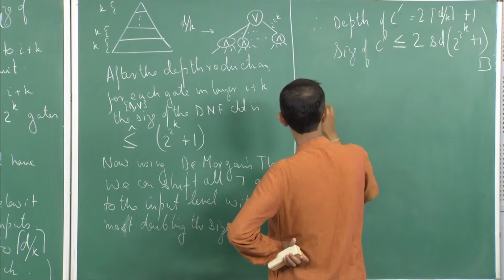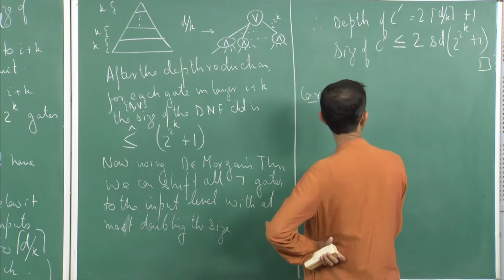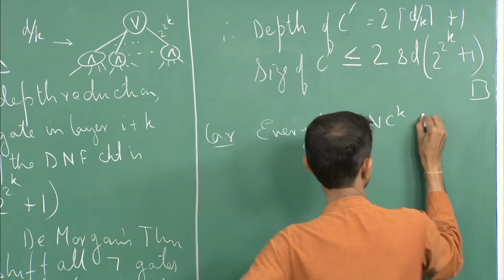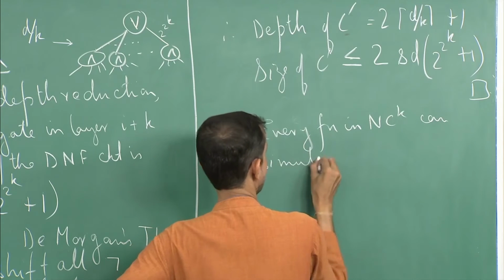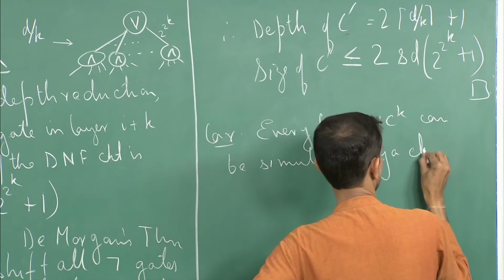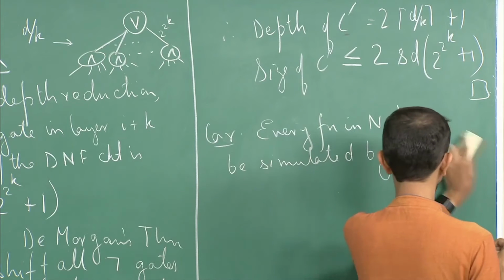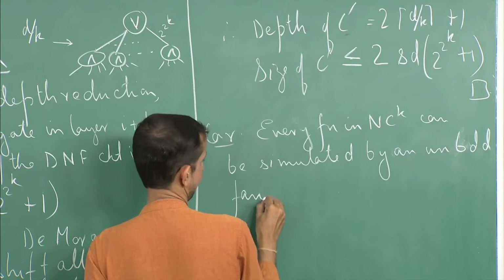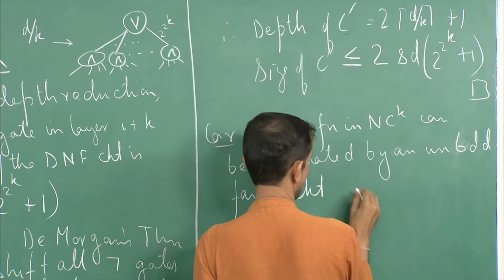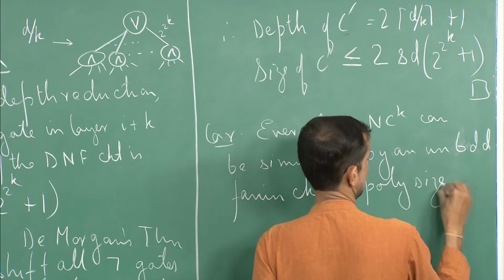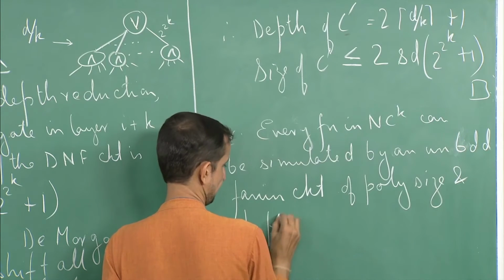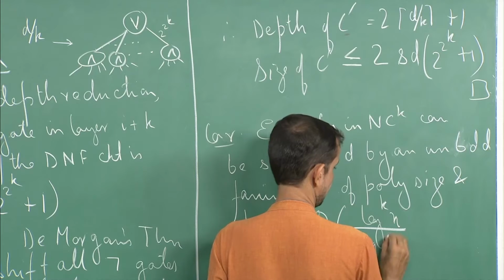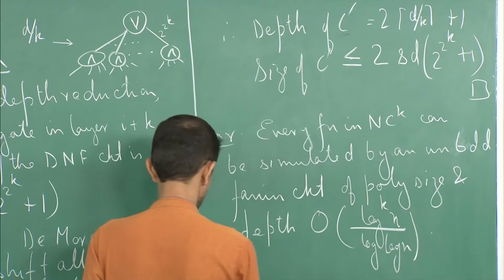Now, as I said last time as well, an immediate corollary is that every function in NC^k can be simulated by an unbounded fan-in circuit of polynomial size and depth order log^k n divided by log n, and the proof is very simple.